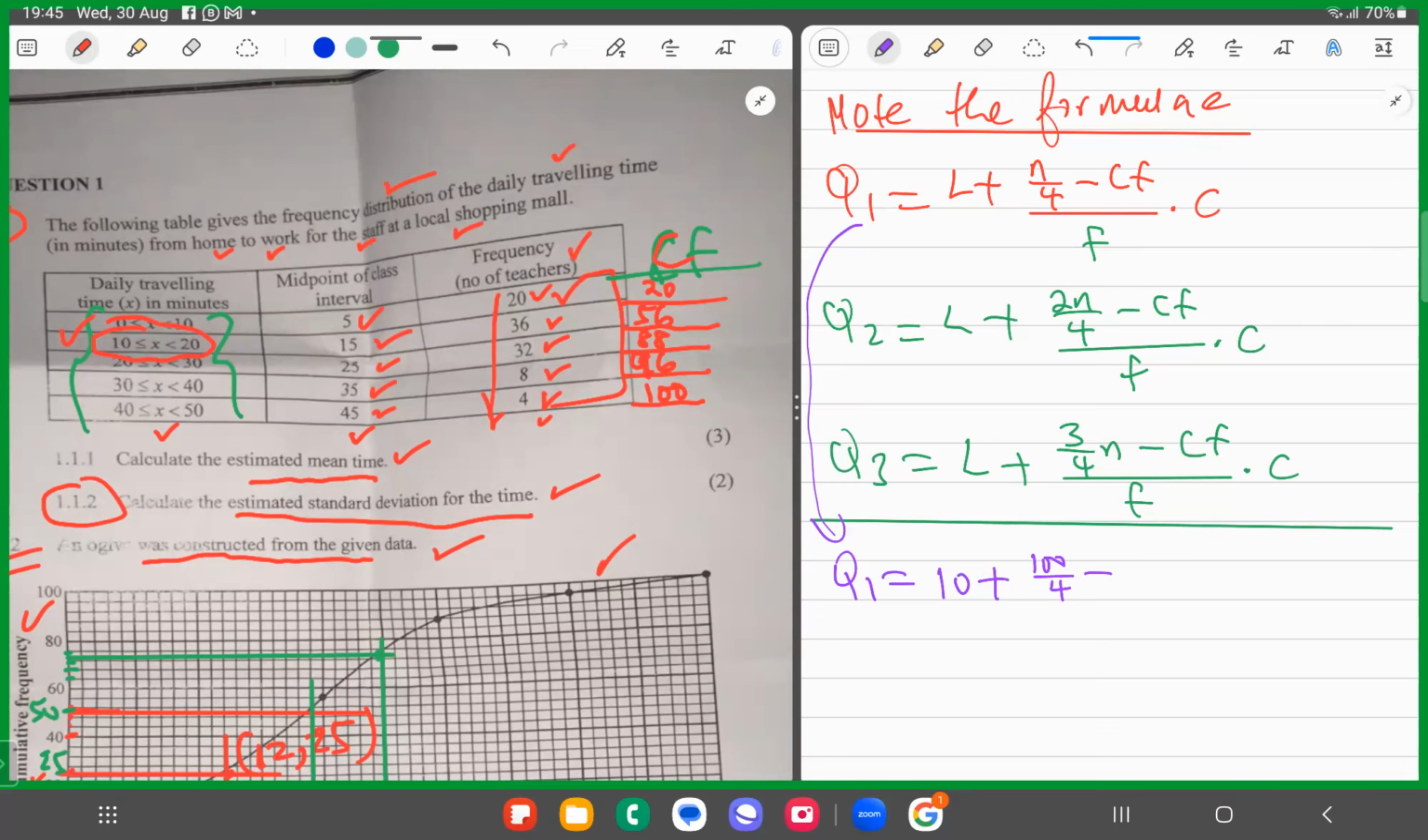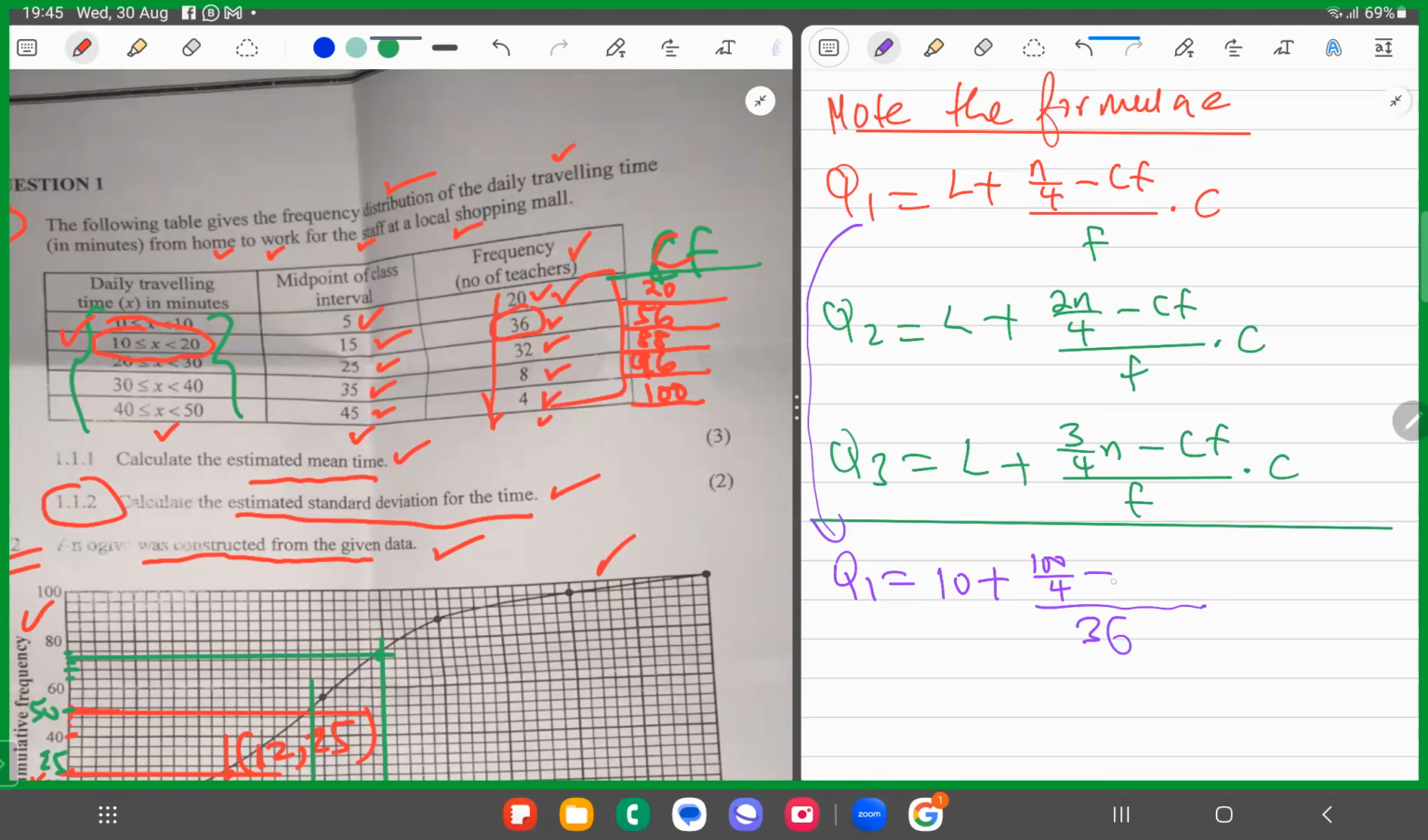Right, and the lower boundary point. Right, what is the lower boundary point? What is the lower boundary point? Right, so what is the frequency straight away there for the denominator? The frequency straight away is 36.